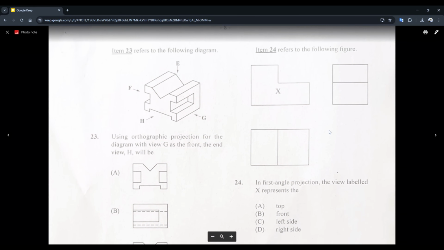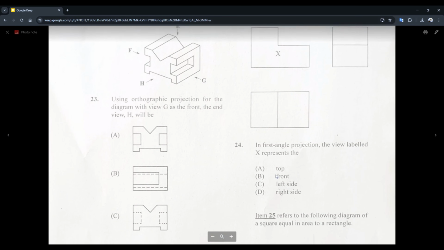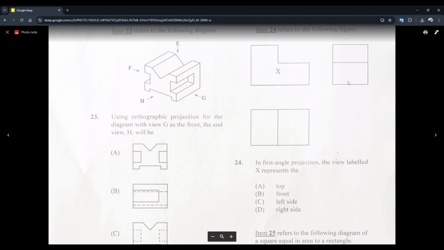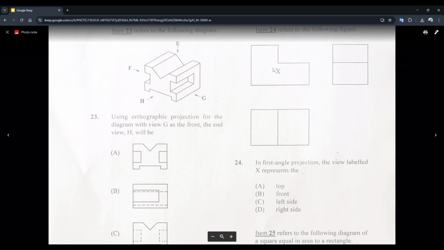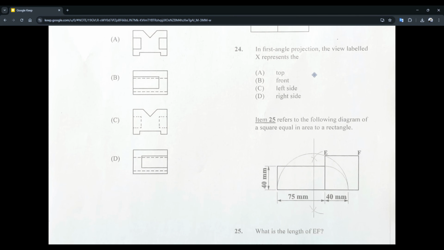24. In first angle projection, the view labeled as X, this is X, represents the front, because the side elevation is always next to the front and the plan will be below the front. So this is the front, B, number 24B.